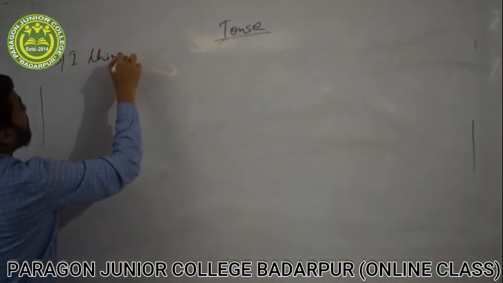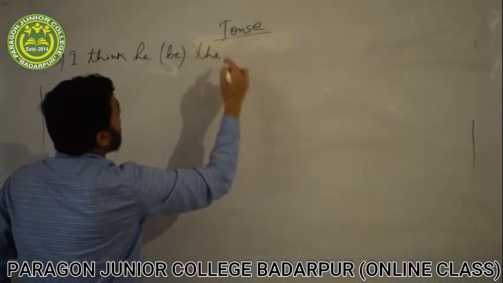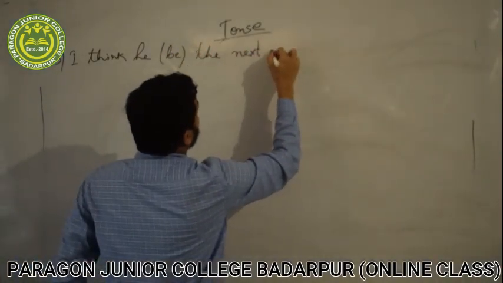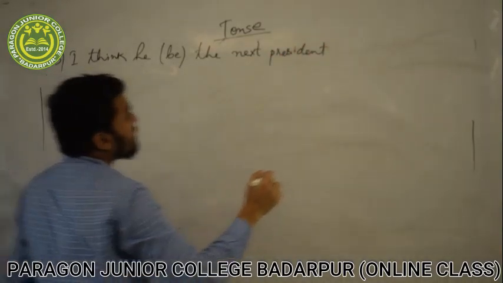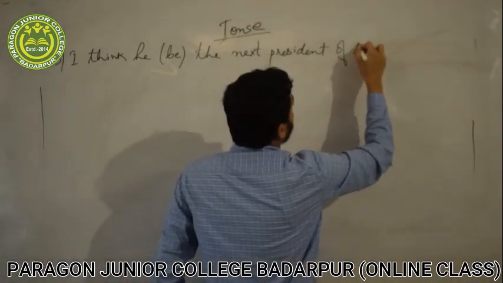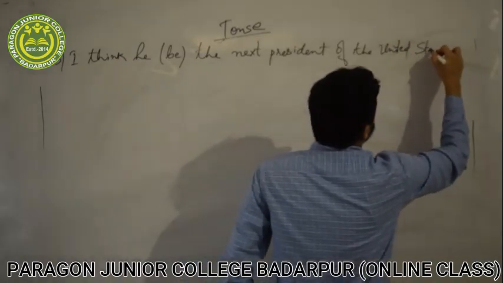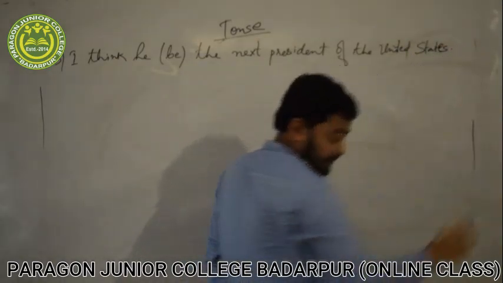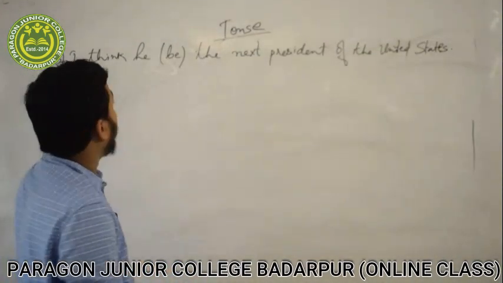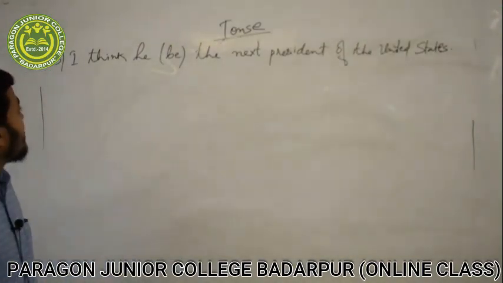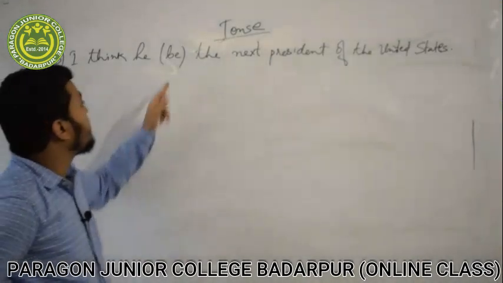I think he be the next president of the United States. This is the sentence. I think he be the next president of the United States. Now read the sentence, analyze the sentence. I think he be the next president of the United States. Be is the verb here.